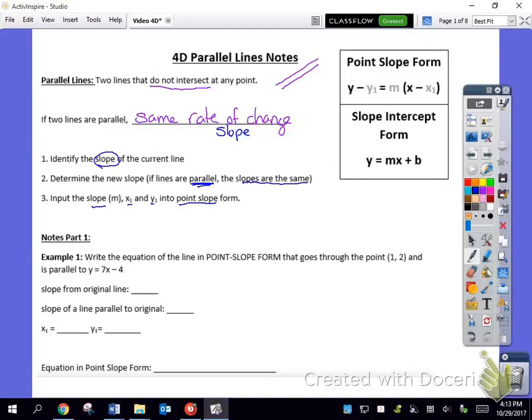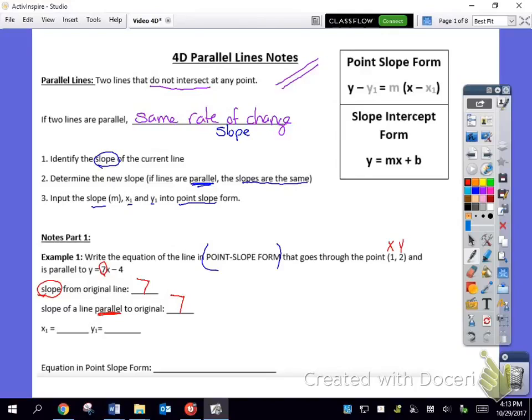just like we did yesterday. So example 1, write the equation of the line in point slope form. And remember, point slope form is when you get to leave the parentheses. That goes to the point (1, 2), so x is 1, y is 2, and is parallel to y equals 7x minus 4. Now the slope is always in front of x, so the slope is 7. So if it's parallel, that means the slope is also going to be 7.